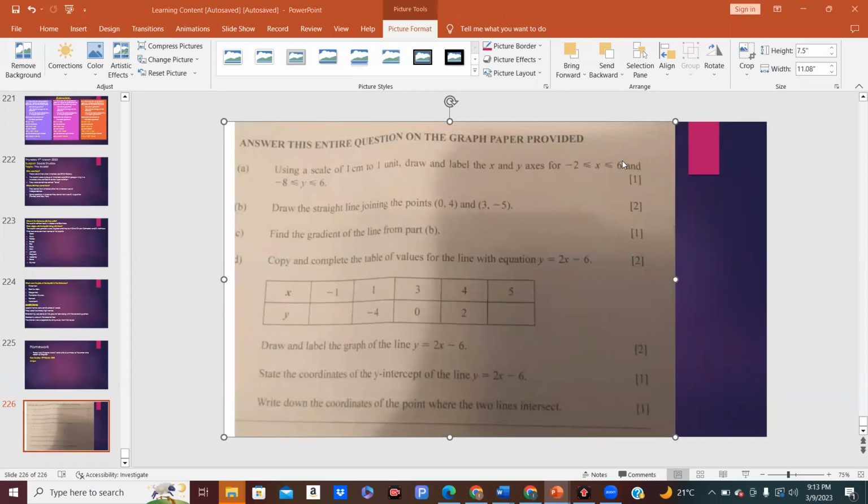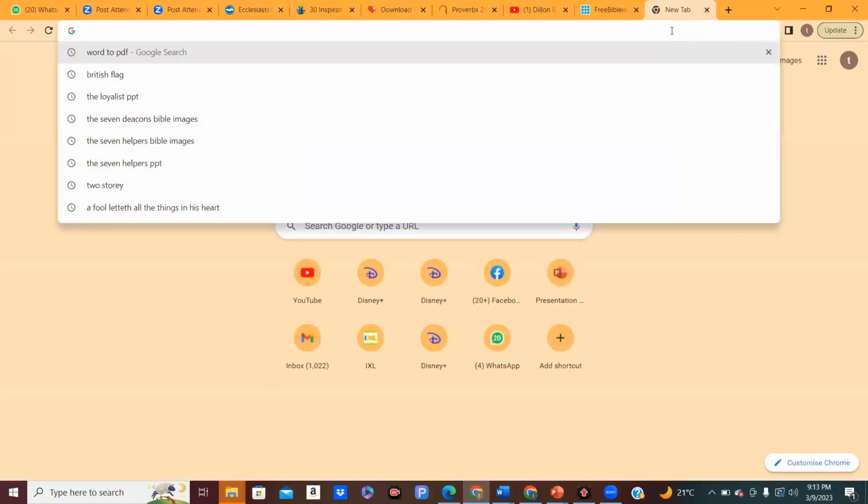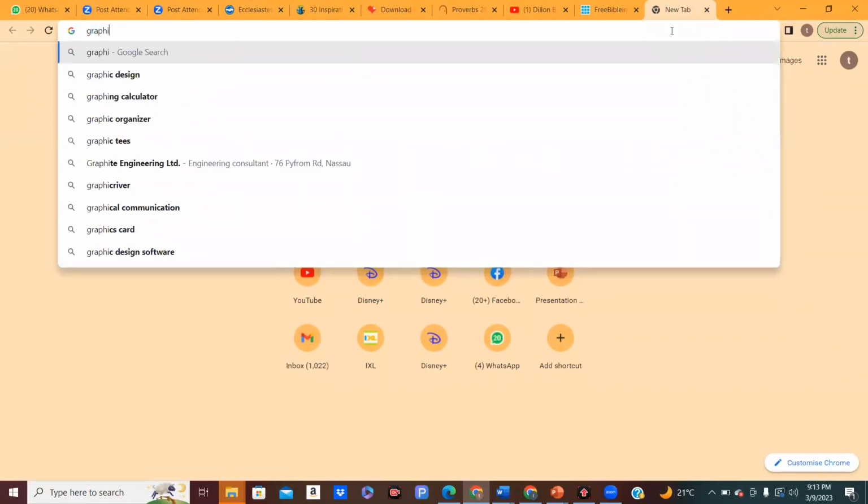Do you have a graphing paper at all? No. Okay, whenever you get a chance, buy a graphing book, or you could print it out at work. I think you can get it from the Chinese shop or Super Value. So you need a graph paper for these.